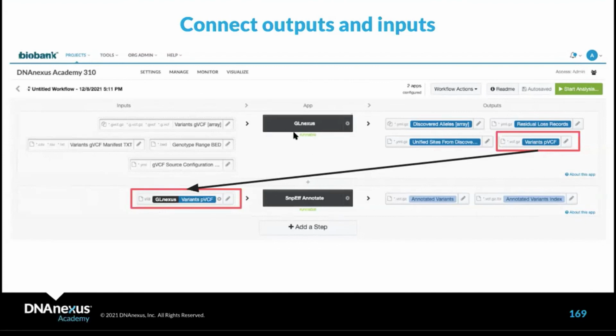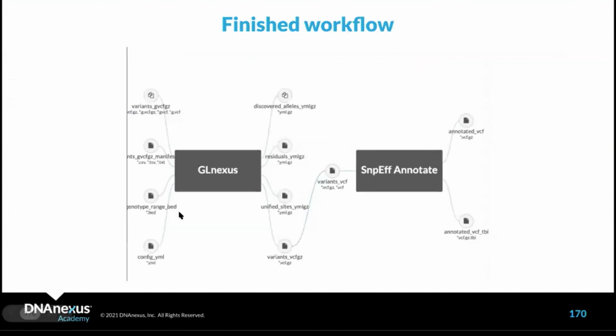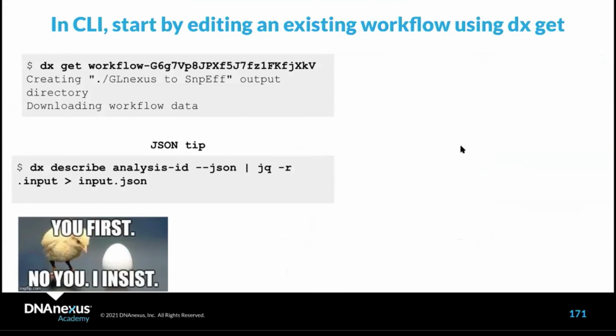And if you look now, the whole workflow is runnable. So this is a finished workflow. It takes a bunch of VCF files and produces a single VCF file. And we use that as input to SnpEff annotate to get our annotated VCF file. So we're showing you how to prototype it in the GUI.